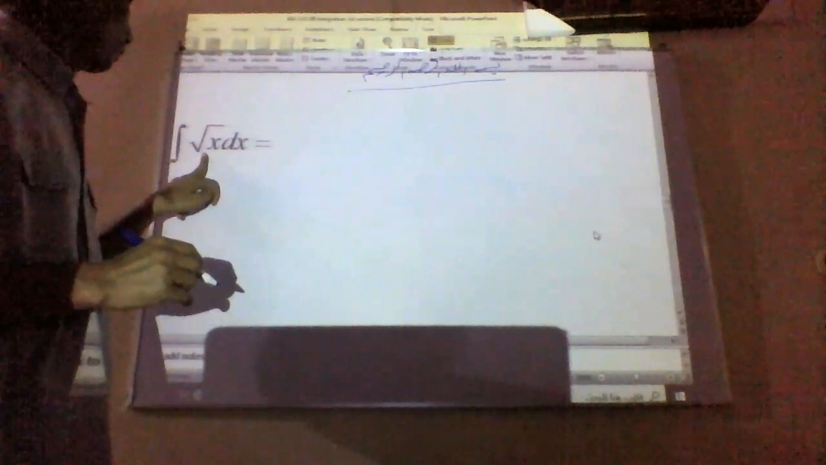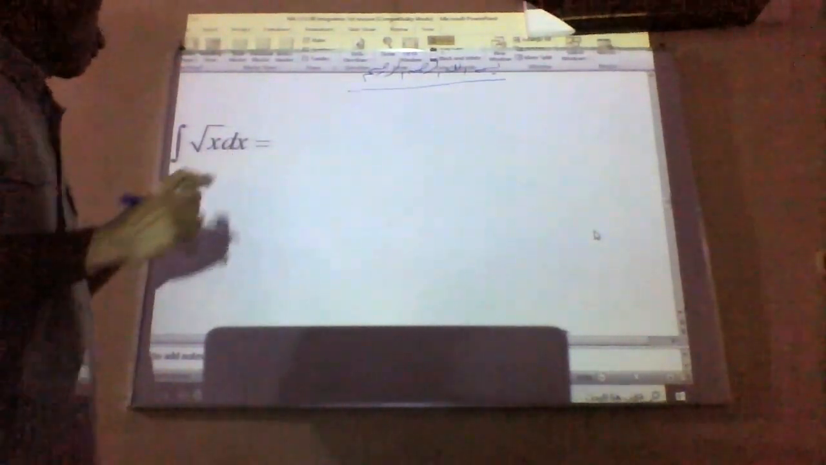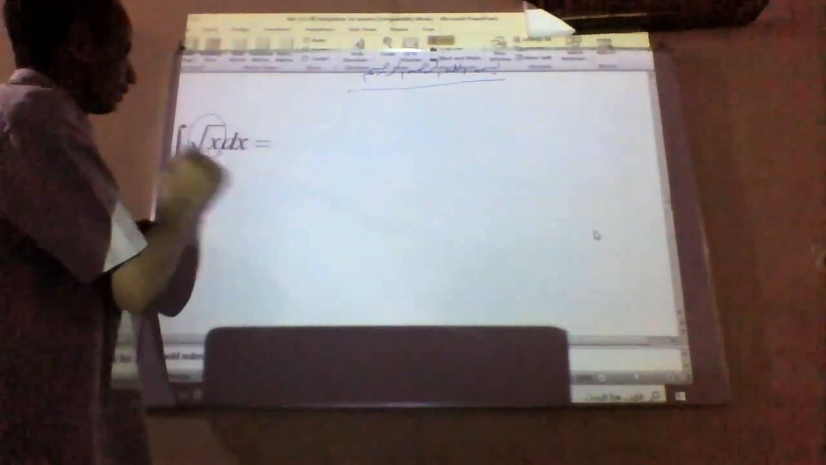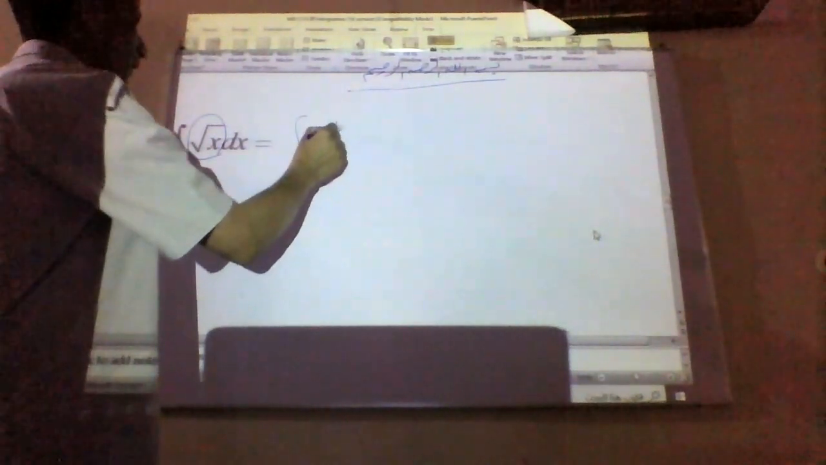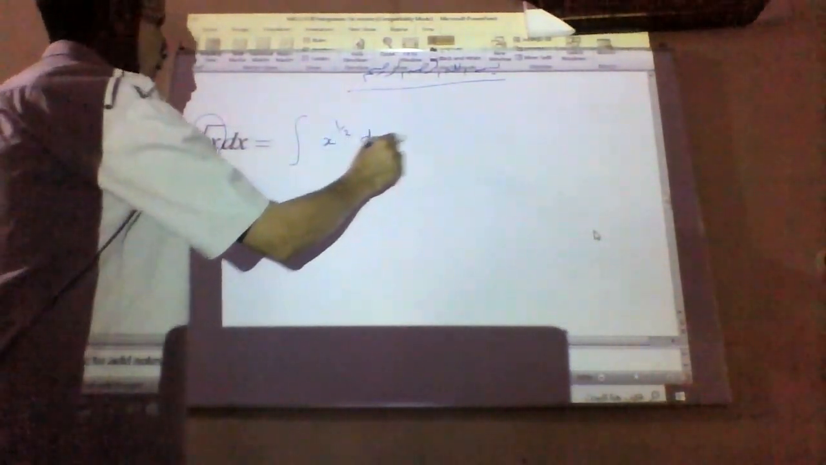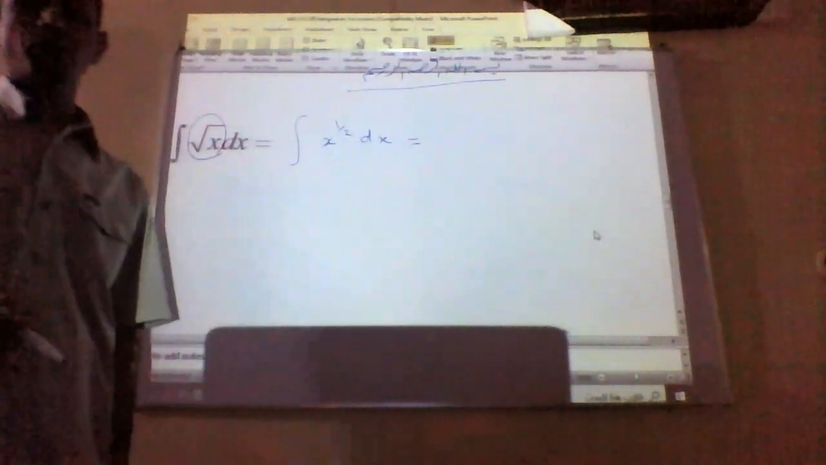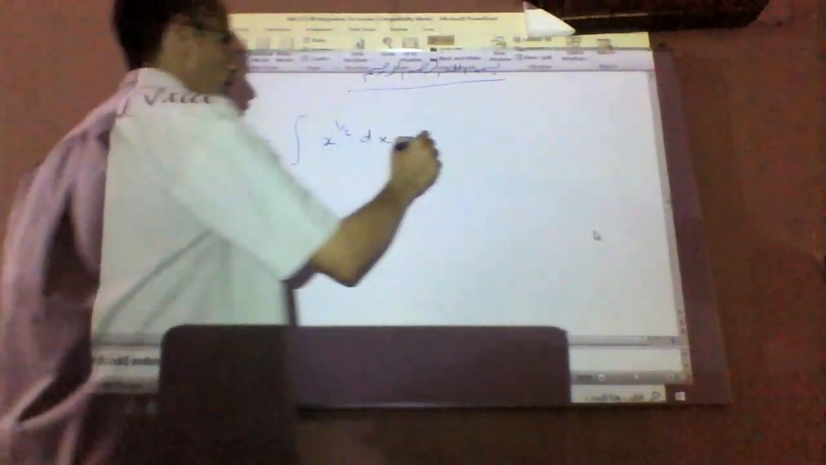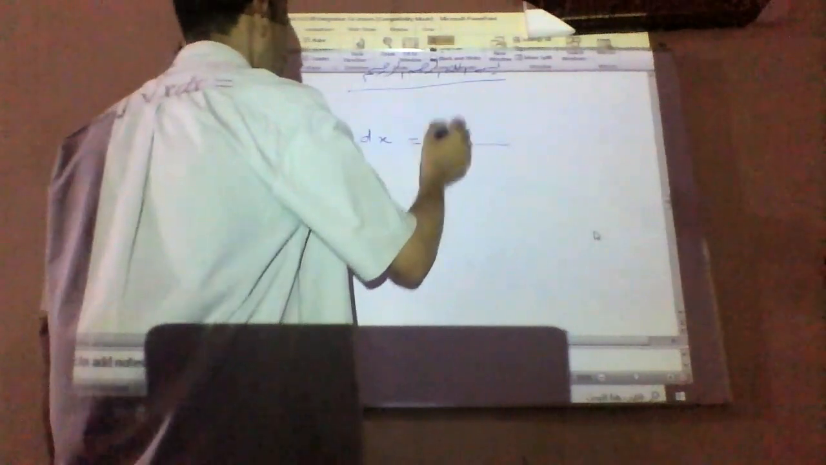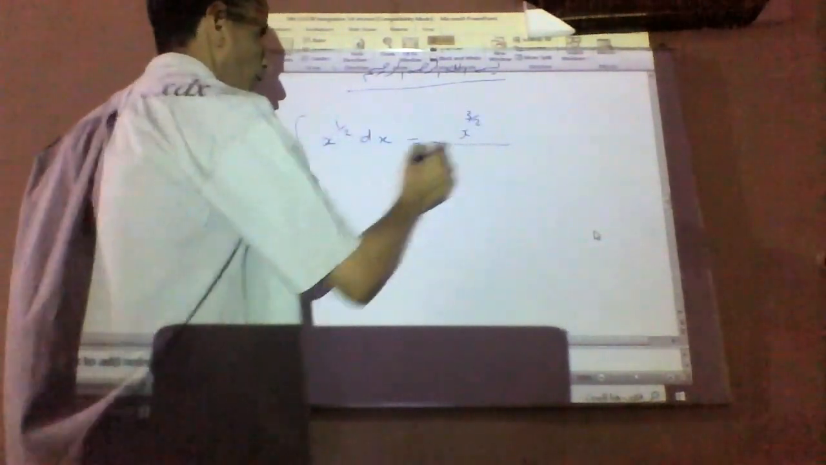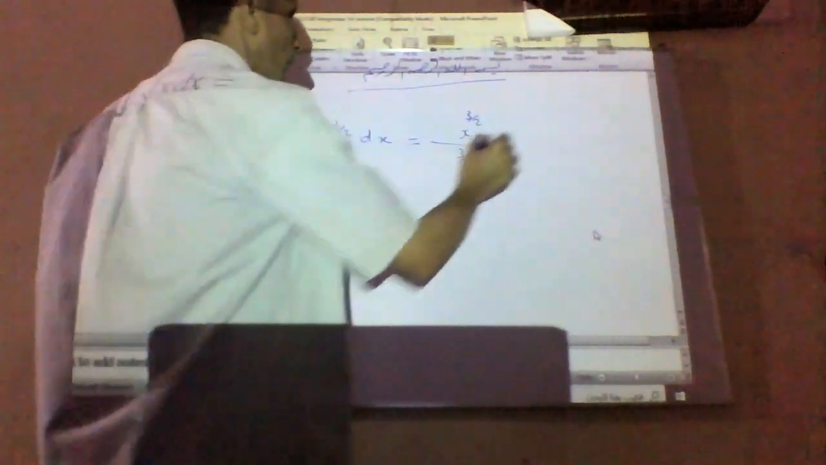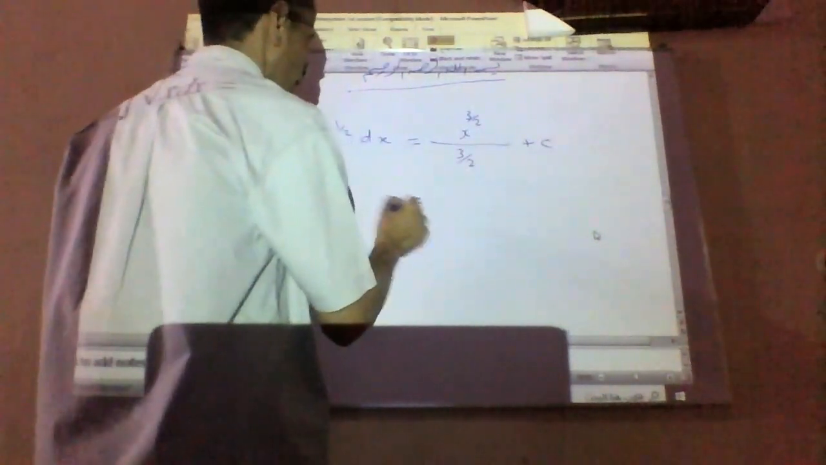For example, root x dx. Root x is not in the form of x to the power n. You can put it in the form x to the power n at first, like that: x to the power half dx. Now we can integrate. By adding 1 to x to the power half, it will be x to the power 3 halves, or 3 over 2, dividing by the new power, which is 3 over 2, plus the constant.